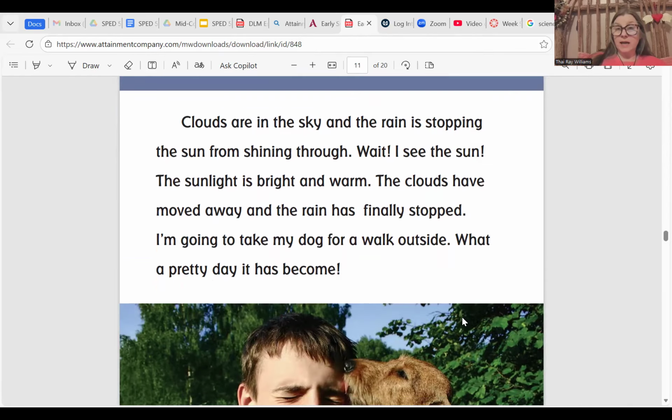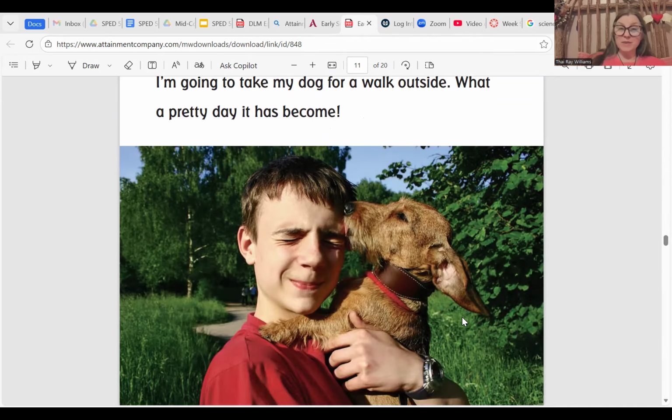Clouds are in the sky, and the rain is stopping the sun from shining through. Wait, I see the sun. The sunlight is bright and warm. The clouds have moved away, and the rain has finally stopped. I'm going to take my dog for a walk outside. What a pretty day it has become.